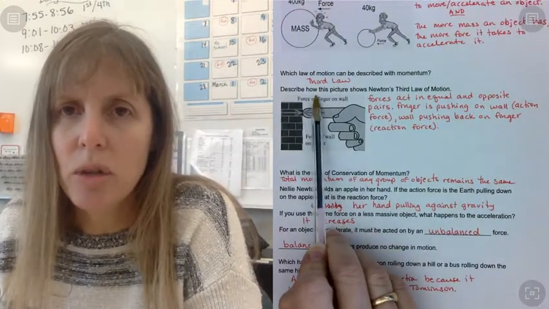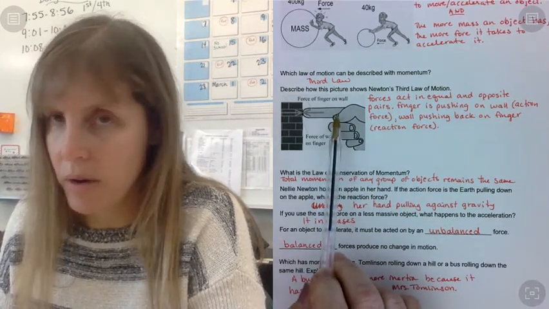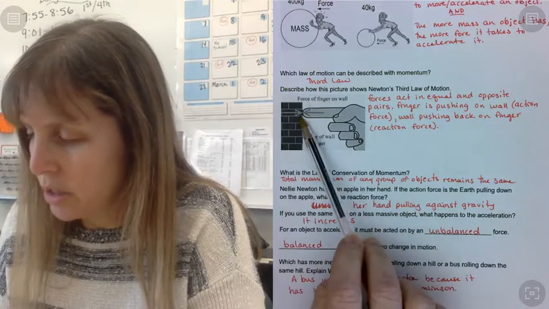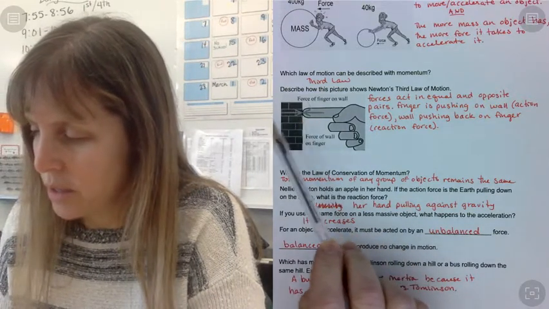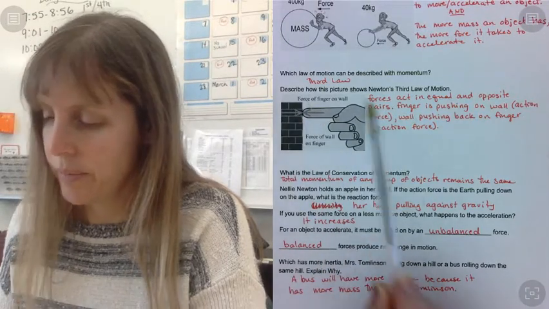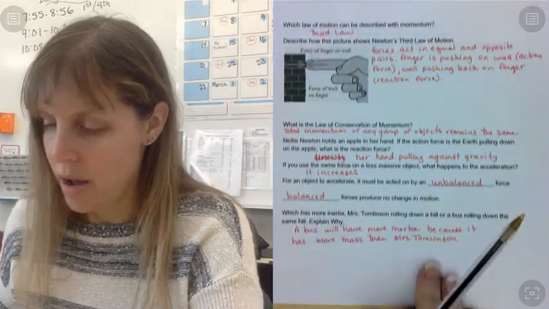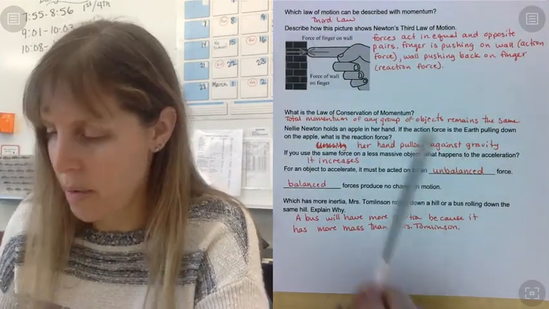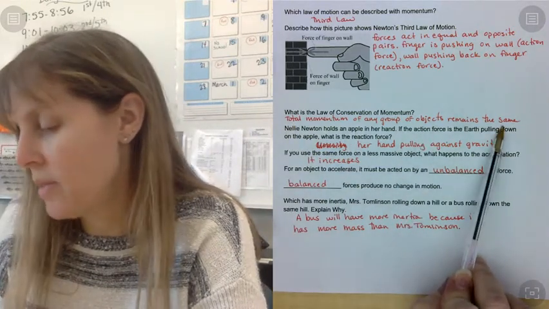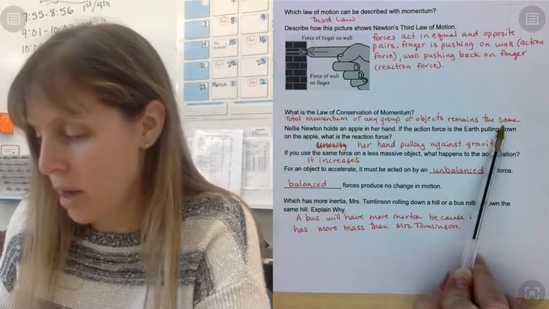Describe how this picture shows Newton's third law of motion. Well, Newton's third law of motion talks about forces acting in equal and opposite pairs. So the finger is pushing the wall. This is the action force. And the wall is pushing back on the finger. This is the reaction force. Okay? That's part of Newton's third law. The law of conservation of momentum says the total momentum of any group of objects remains the same. So even if something happens, the momentum just changes from one object to the other.